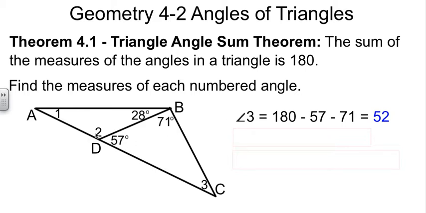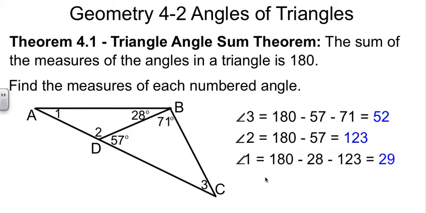Now angle 2 we could figure out without even knowing the triangle angle sum theorem, because angle 2 and this 57-degree angle together make a linear pair. So when I subtract those, 180 minus the 57, I get 123 for angle 2. Well, now that I know angle 2 and I know this 28-degree angle, I can use the triangle angle sum theorem for triangle BAD. Angle 1 is 180 minus the 28 minus the 123 we just found. Tells us that angle 1 is 29 degrees.